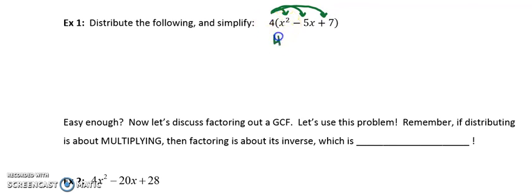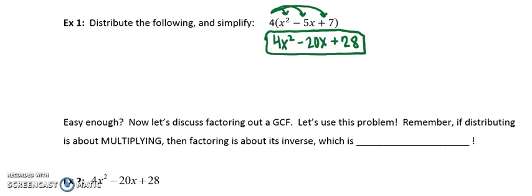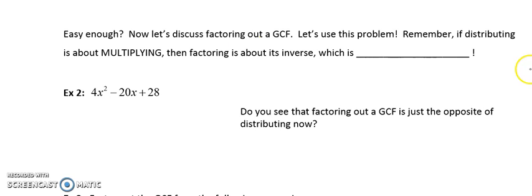So 4 times x squared is 4x squared. And 4 times negative 5x is negative 20x. And 4 times 7 is 28. Okay? So notice it gets multiplied by everything. So when we're going to factor, we're going to divide everything out. And sometimes it gets a little tough when it comes to exponents, and we'll talk about that in a second. So let's discuss factoring out a GCF.